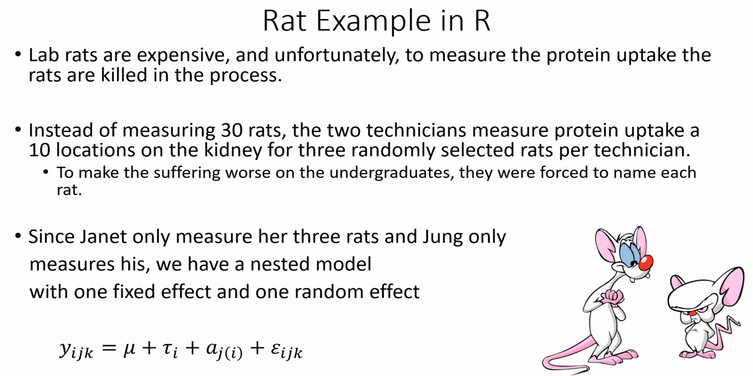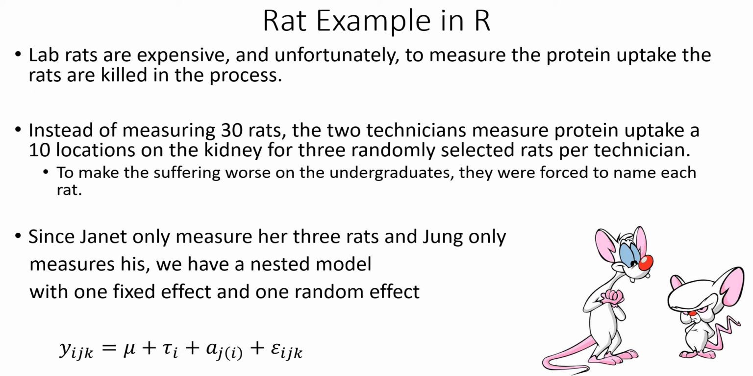Unfortunately, lab rats are expensive, so when you have to measure one, you have to kill them. So instead of measuring many rats, it'd be cheaper just to kill 3 rats and have them measure the location on each kidney 10 times per technician. And to make the suffering worse, as undergraduates, they were forced to name each of the rats. So the rats got their own names.